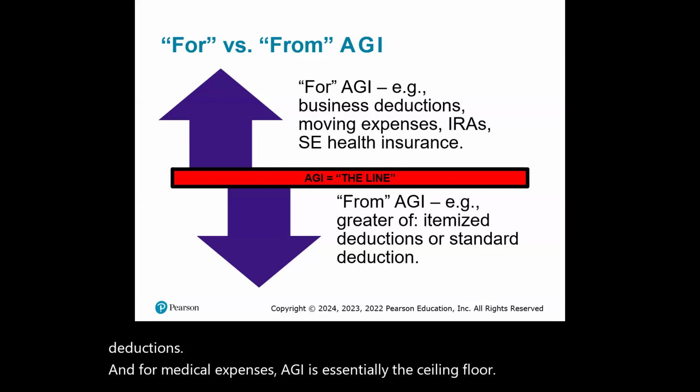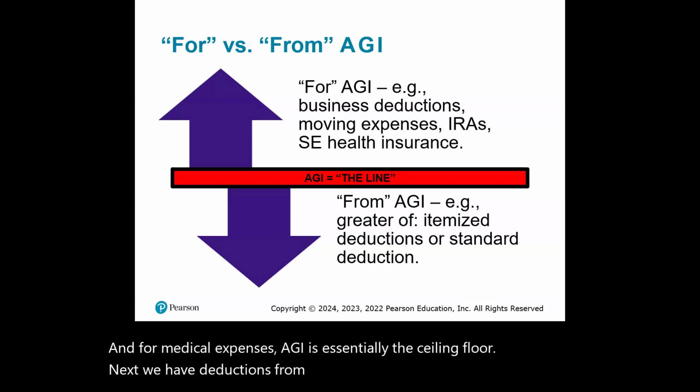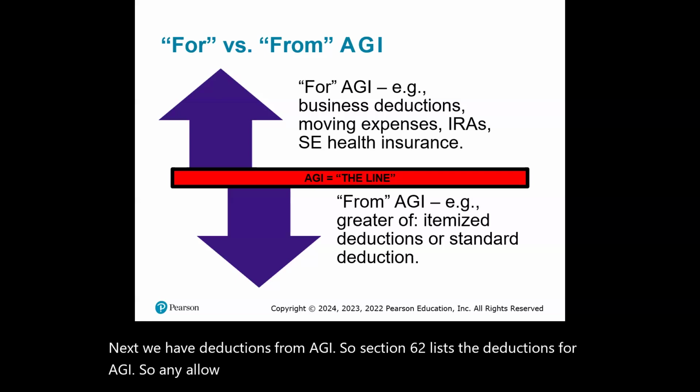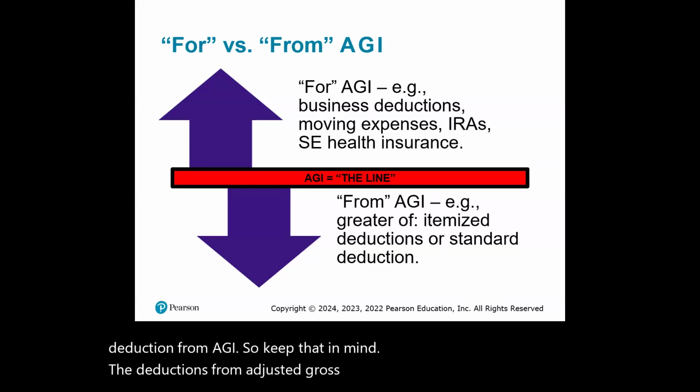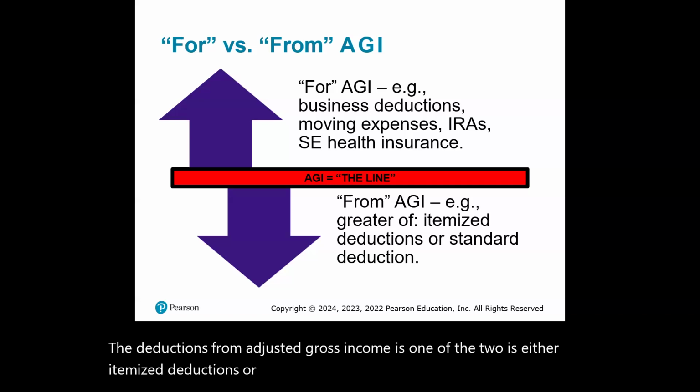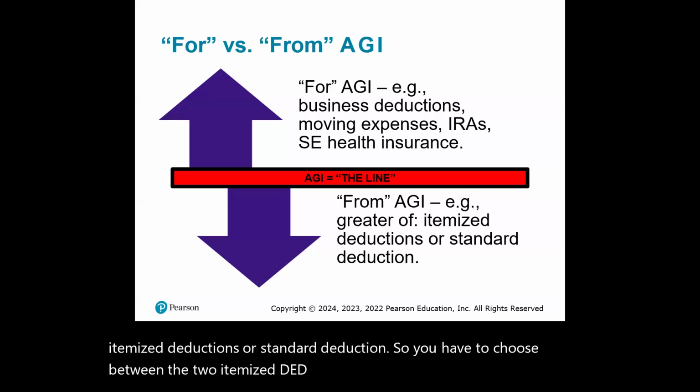Next, we have deductions from AGI. So Section 62 lists the deductions for AGI. So any allowable deduction that's not listed in Section 62 is a deduction from AGI. So keep that in mind. The deductions from adjusted gross income, it's one of the two. It's either itemized deductions or standard deduction. So you have to choose between the two, itemized deductions or standard deduction.